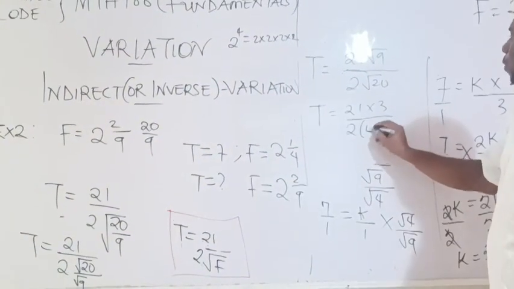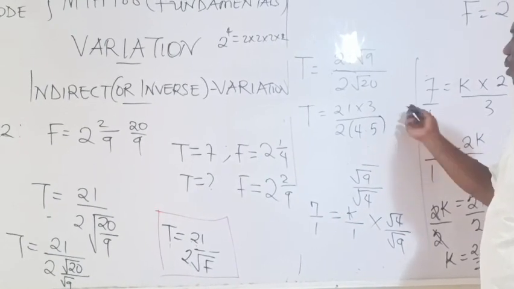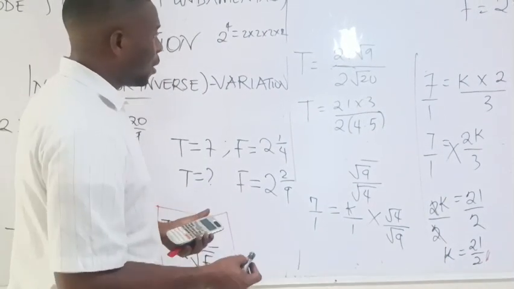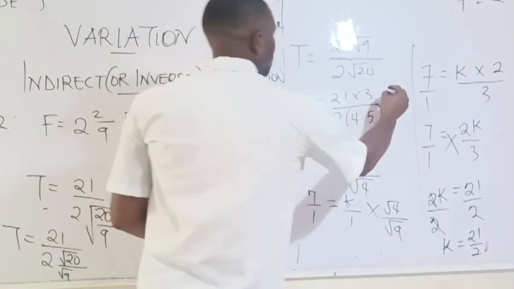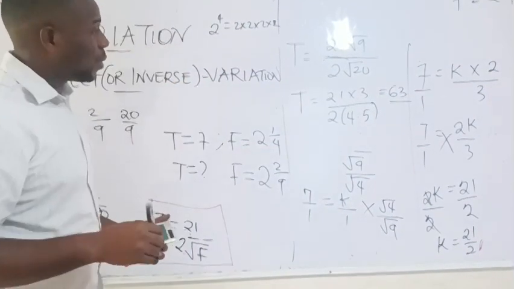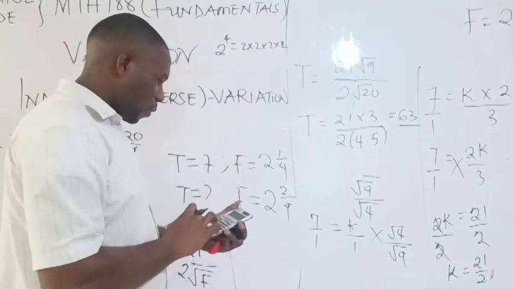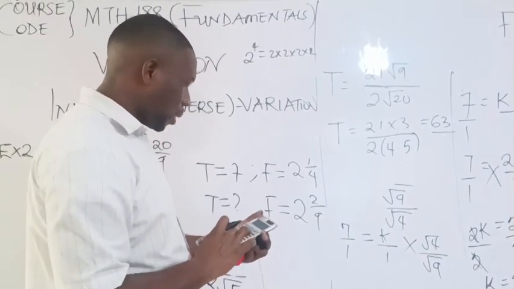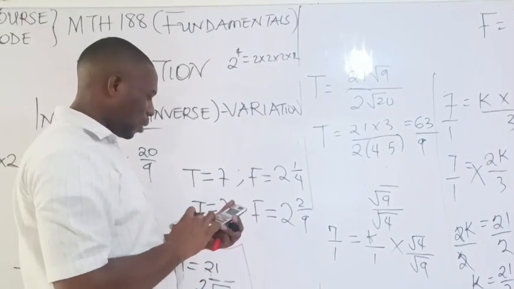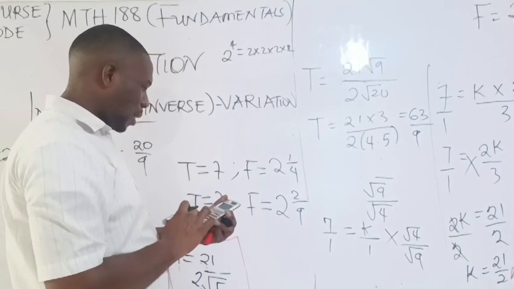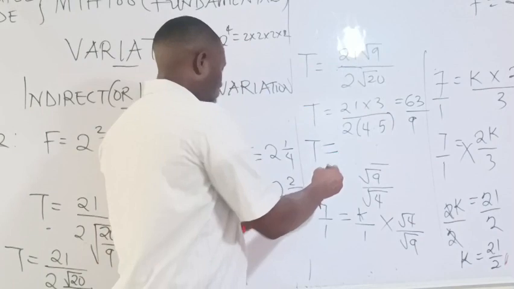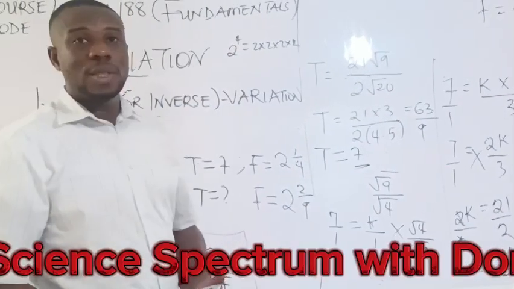So this is 4.5, right? So I could give you the final answer. 21 times 3 gives us a 63 here. Then we have 4.5 times 2. So this is just a 9.0. And finally, we'll divide 63 by 9. And it's a multiple of 9. So this gives us a 7. So that's the value of t.